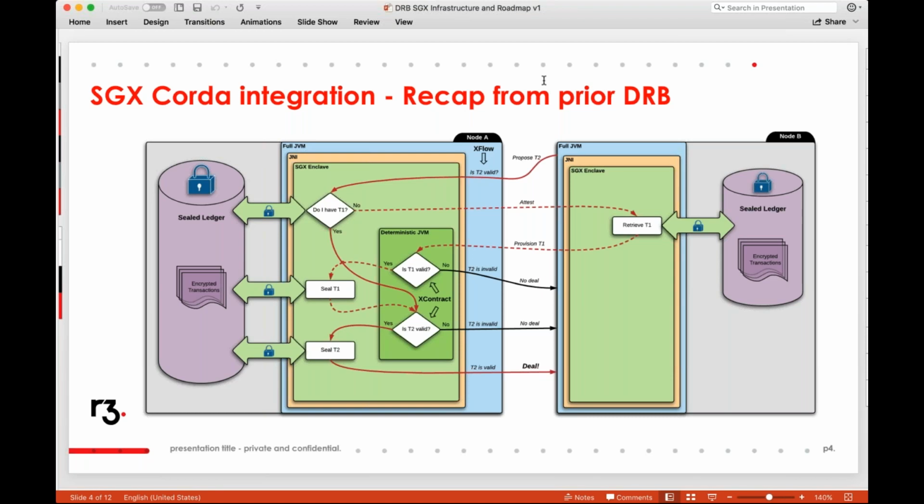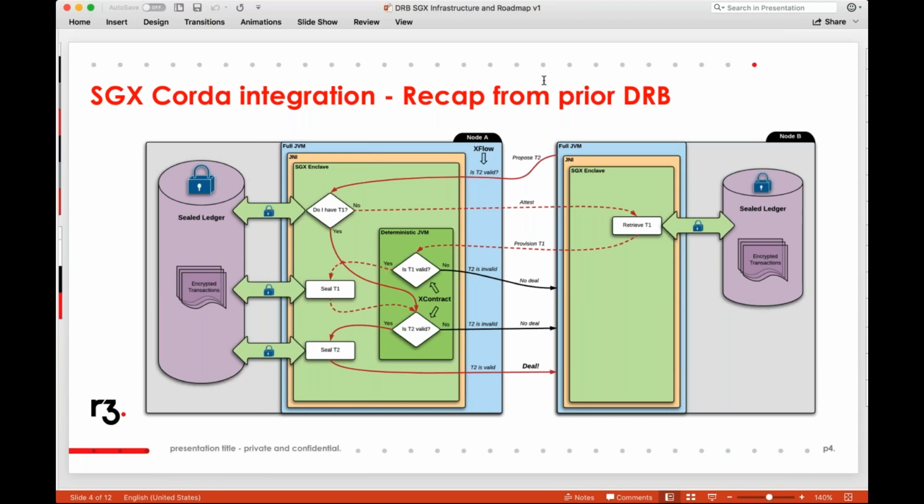They're negotiating it, and node B in this example proposes it to node A, and node A in return wants to make sure that the input states of the proposed transaction are in fact valid, but it shouldn't see T1, which is a dependency. So how does it do it? Node A consults its own enclave, which in turn recognizes that it doesn't have T1. So it requests provisioning of the transaction from node B's enclave.